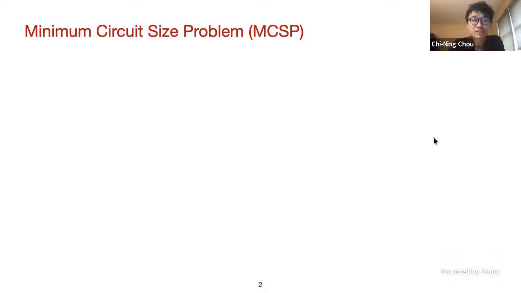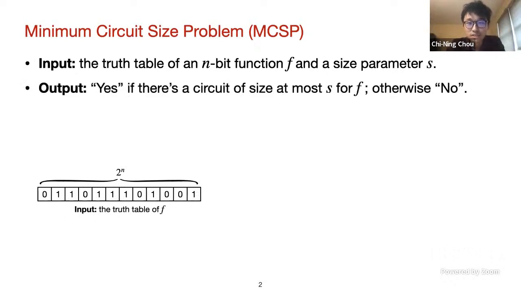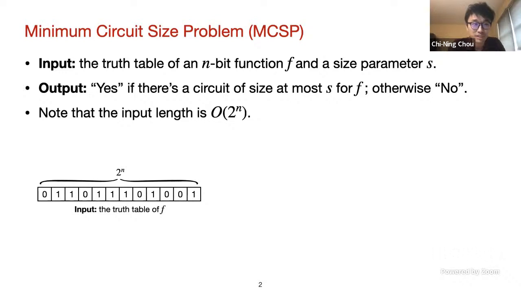Yes. Okay, so maybe let me start with defining what the minimum circuit size problem is in the original classical setting. In this computational problem, the input is a truth table of an n-bit Boolean function and a size parameter s. So this is a truth table F. And the output is yes if there exists a circuit that computes this Boolean function of size at most s, and otherwise we output no. Notice that the input length is 2 to the n, so when we say polynomial time, it is actually poly(2^n).